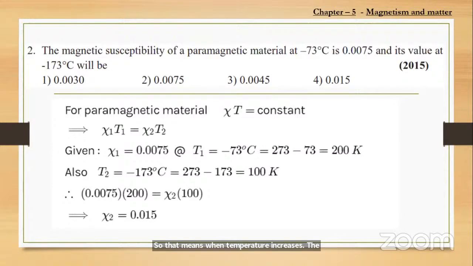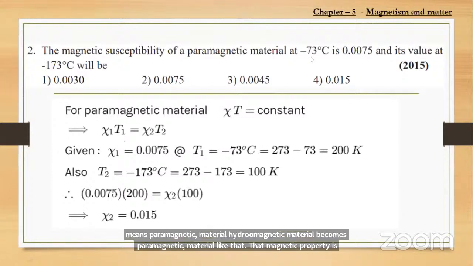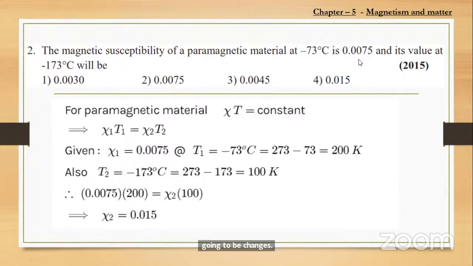That means a ferromagnetic material becomes a paramagnetic material. Like that, the magnetic property changes. So here, one temperature is given, minus 73 degrees Celsius.